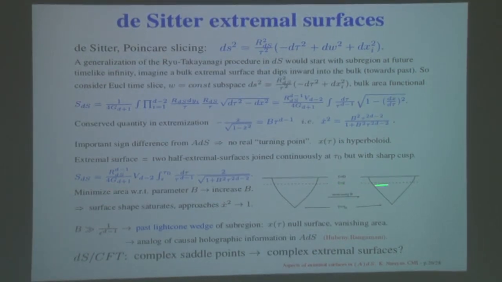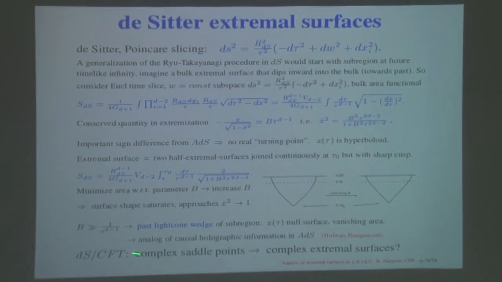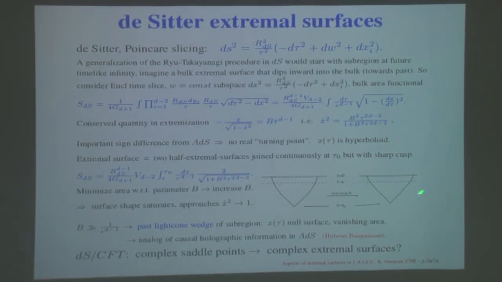This dotted line is in fact the ultraviolet cutoff surface, the tau equal to epsilon surface. And you might imagine, therefore, that if this constant B is much bigger than the corresponding ultraviolet cutoff, the corresponding time cutoff that one imposes here on the future time slice, this surface is actually saturated, and this in fact is just a null surface completely. So the resulting surface that you get at the end of the day is this past light cone wedge of the subregion. This x of tau is a null surface, and it's got vanishing area, and so these are sort of analogs of the causal holographic information and the bulk causal wedges that Hubeny and Rangamani have talked about.